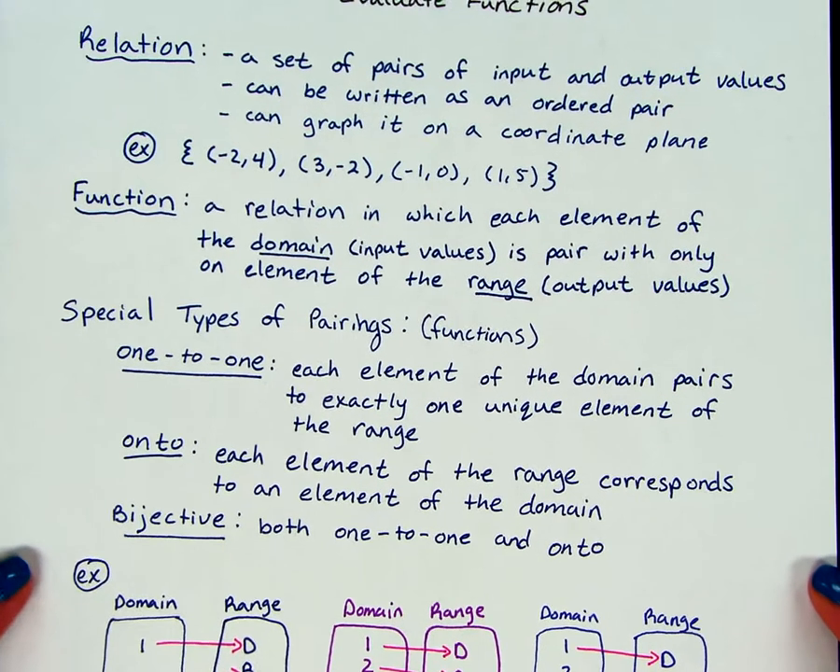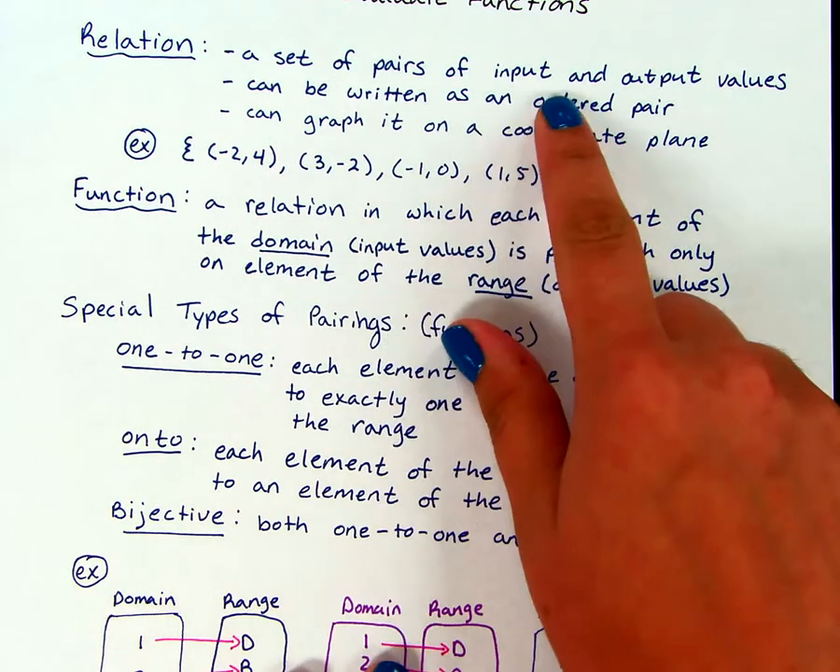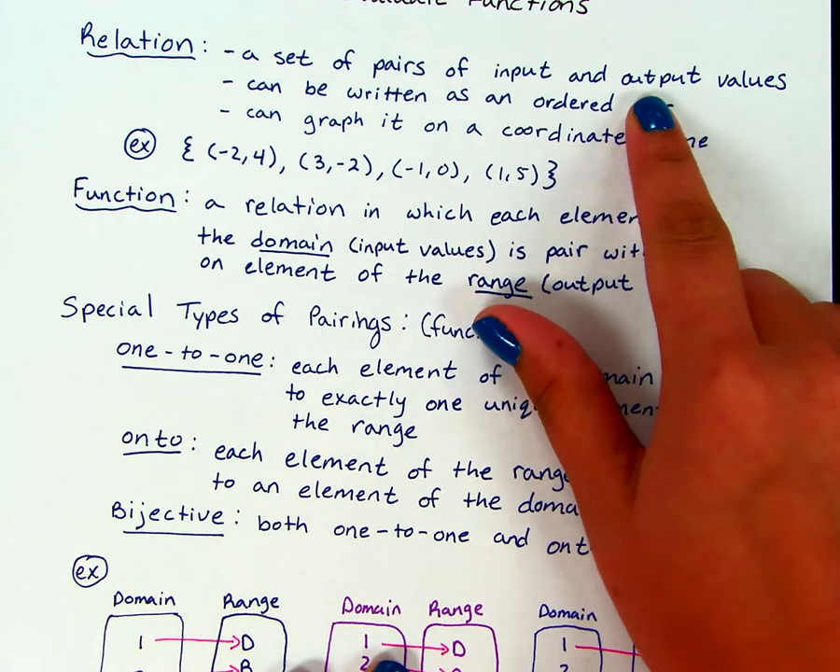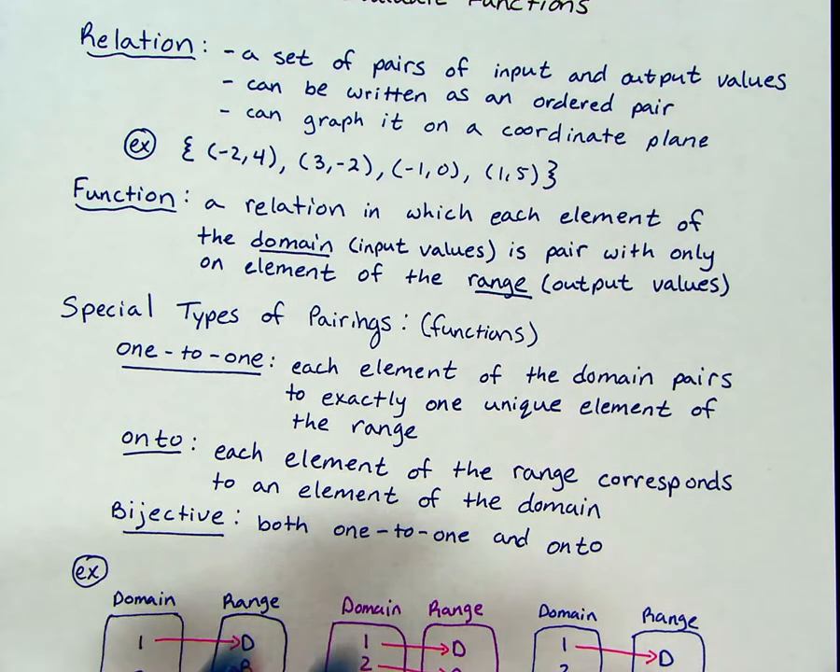So first one is relation. A relation is a set of pairs of input and output values. That's just another way of saying x's and y's. Typically, we write this as an ordered pair, and we can graph it on a coordinate plane.